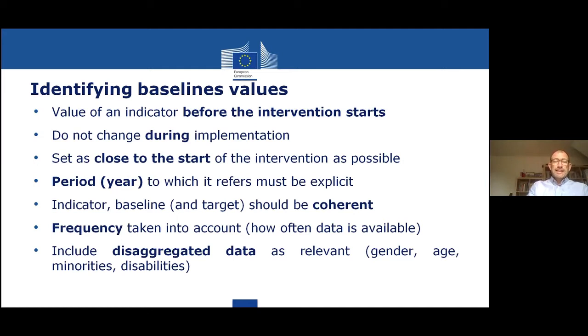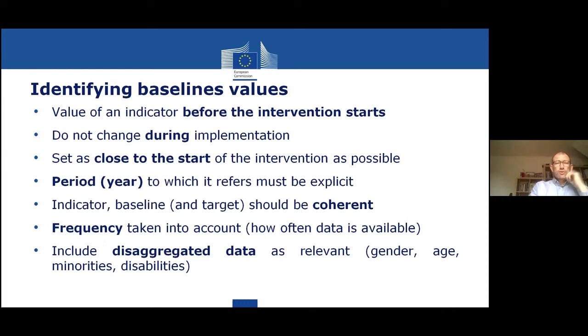The indicator baseline and target should be coherent. That sounds evident, but you don't say percentage of women trained, and then your baseline is like 15, and then your target is enhanced skills and capacities. That doesn't make sense, but sometimes it happens. So the indicator, the baseline, and the target should be coherent. You should also take into account how often you can get the data to track the progress before you pick it. So you don't pick a census, for example, because that's only done once every 10 years. So you probably don't want that. And in your baseline, if possible, include disaggregated data as relevant.